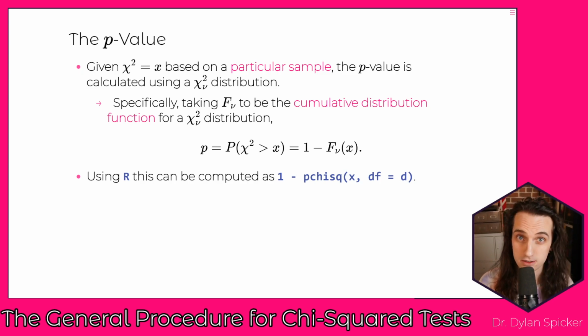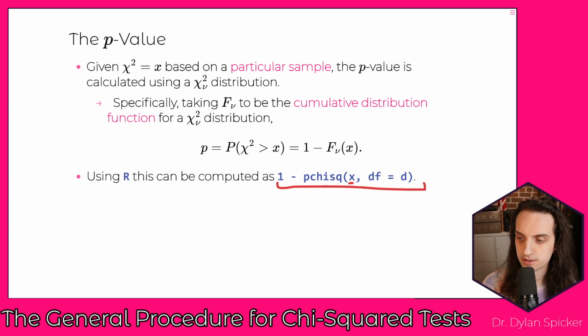If we're using statistical software, thinking about R, then this can be computed as 1 minus pchisq, and then we plug in our test statistic and the number of degrees of freedom here. Right? And so pchisq is going to correspond to our CDF here.